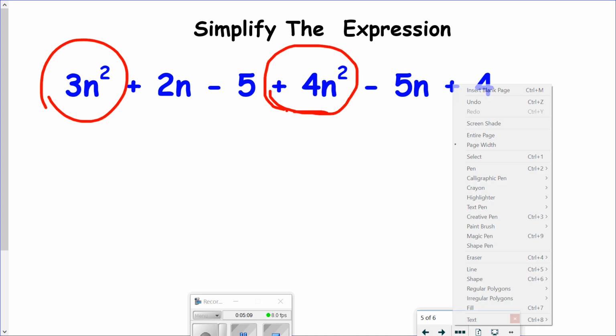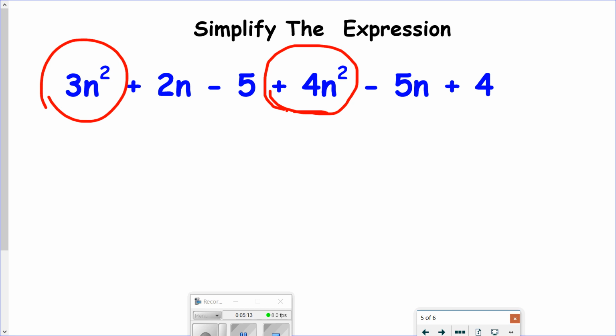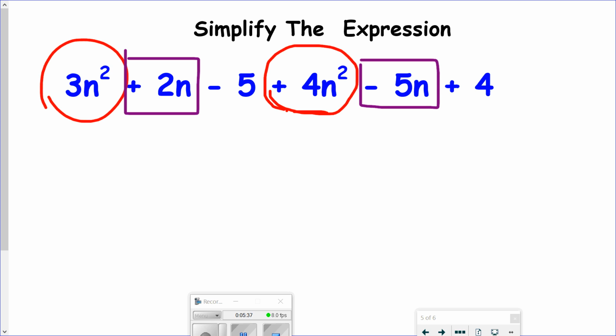Now I'm going to change my color, and I'm going to look for a variable here. Now I have n that doesn't have an exponent. So now I'll put a box around it. I have my plus 2n, because when we're making our shapes, we want to include the sign that's in front. And I have minus 5n. So this is telling me I'm taking positive 2n minus 5n when I combine those.